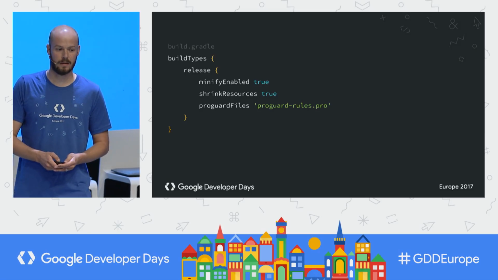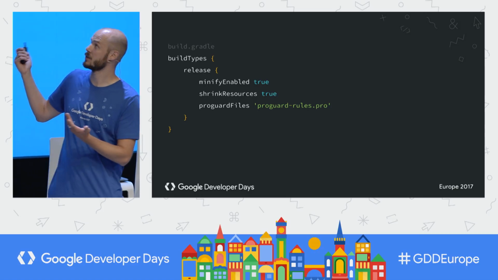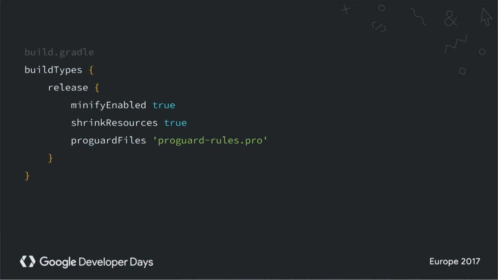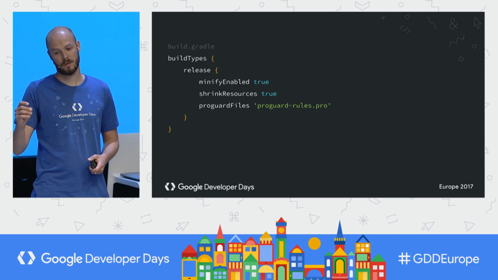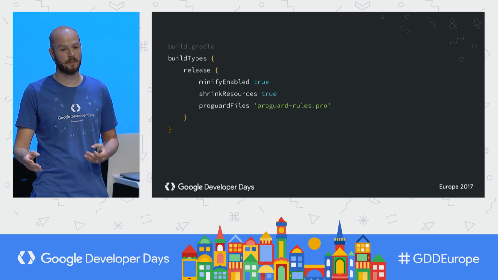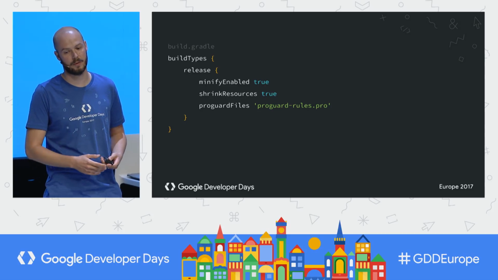So how does it work? Again, just for your release build type, because in development it doesn't really matter that much. You can minify, shrink your resources, or use your ProGuard files for the modules that you're working with. Be aware that you have to have the API surfaces of your feature modules excluded from ProGuard so that they don't get obfuscated, because otherwise the modules can't really communicate with one another.